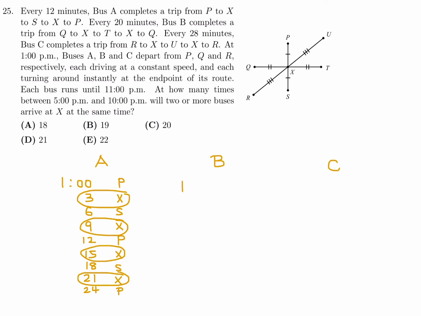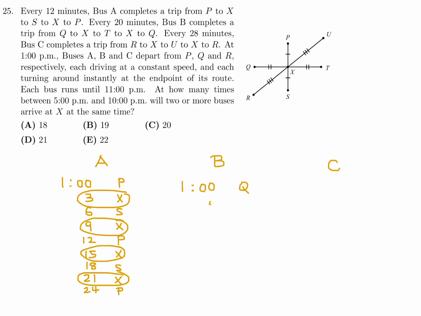In a very similar way, we'll do the story for bus B. It starts at 1 p.m. and it is originally at Q. And then every, let's see here, 20 minutes, so you got to divide that by 4.